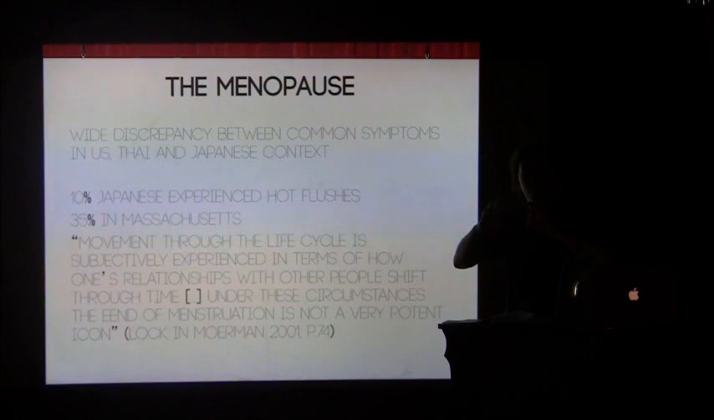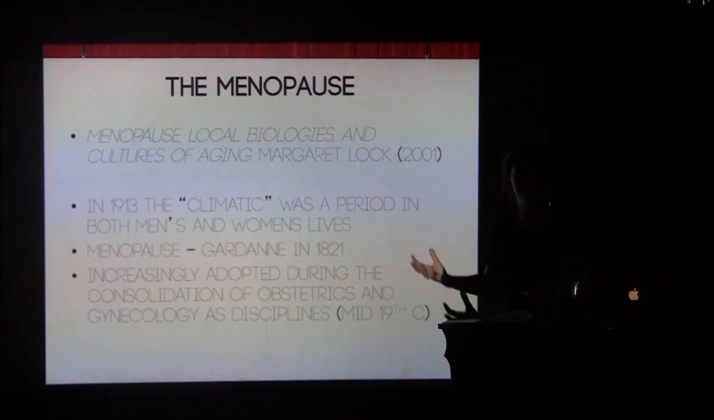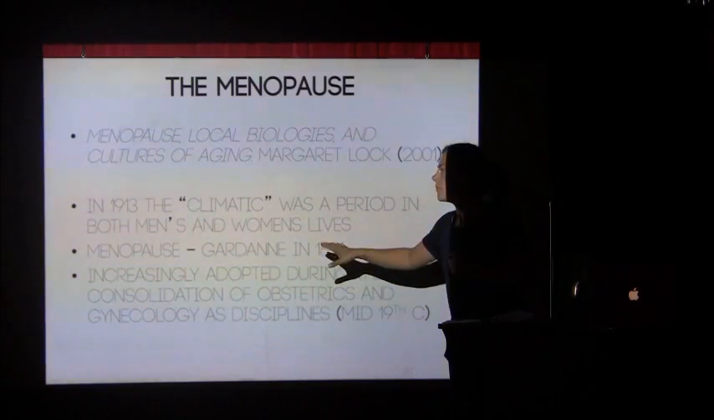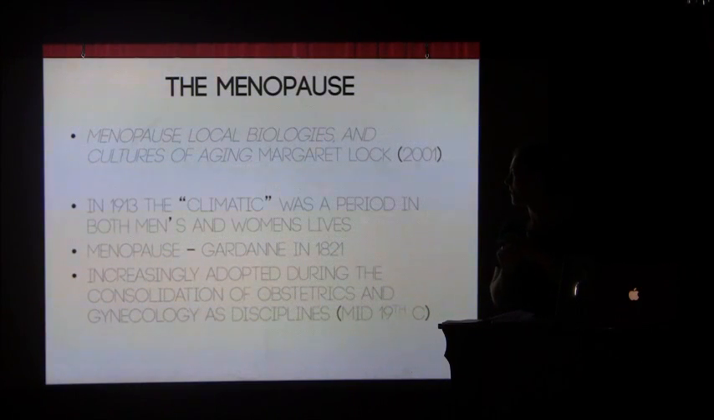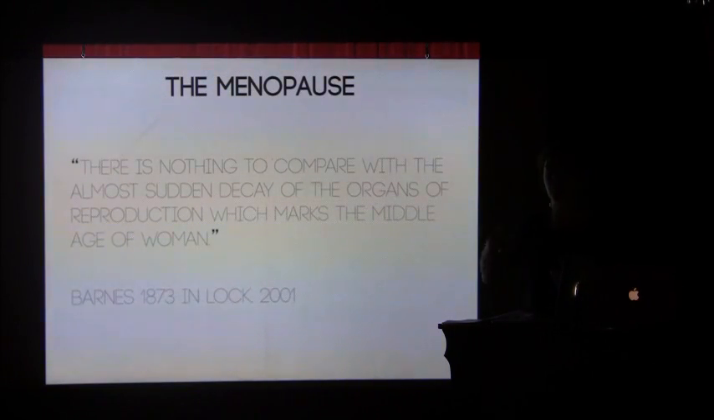And what she suggests is that there's lots of different factors that interact with how people experience the menopause, but in particular, there's a set of symptoms that are not, in Japan, associated with menopause. In fact, there isn't a menopause. There's a particular idea, which is similar to what's referred to as the climacteric, which was originally understood to be this period of older age. And both men and women have it, but this is in Europe as well as in other cultures. And in 1821, a physician, Jardin, came up with this term, the menopause, and it was increasingly adopted by obstetricians and gynecologists as that discipline developed.